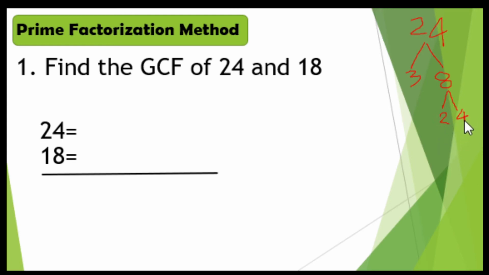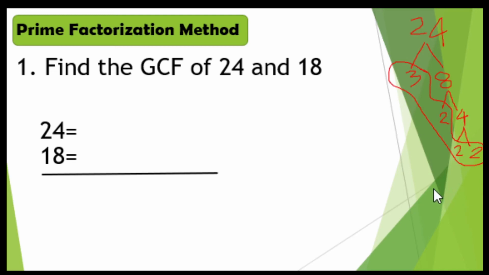Let's proceed to 4. It is a composite number. We need to factorize. Think again of 2 numbers that will get a product of 4. Let's have 2 times 2. Since 2 is already a prime number, now it ends the factorization. Meaning, the prime factors of 24 are 3, 2, 2, and 2. These are the prime factors of 24.